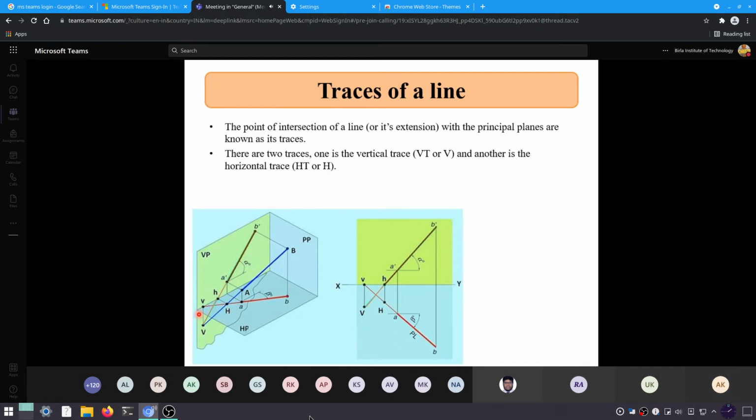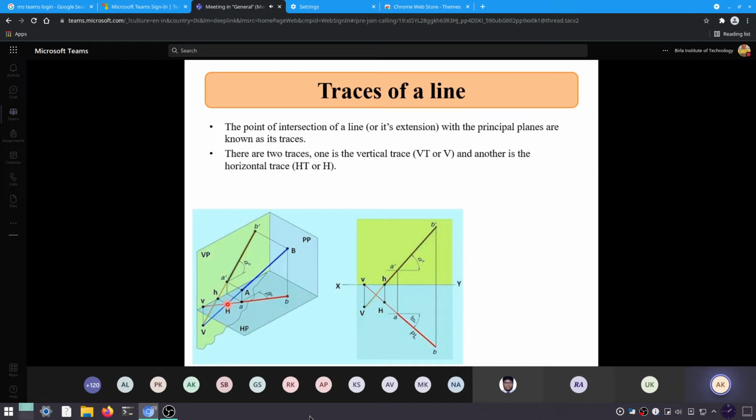Is this thing clear to all of you? Yes, sir. So let's say we are extending this point and it is meeting. So just see this blue line over here. Okay. So we are extending this line and it is meeting at point H to the horizontal plane.